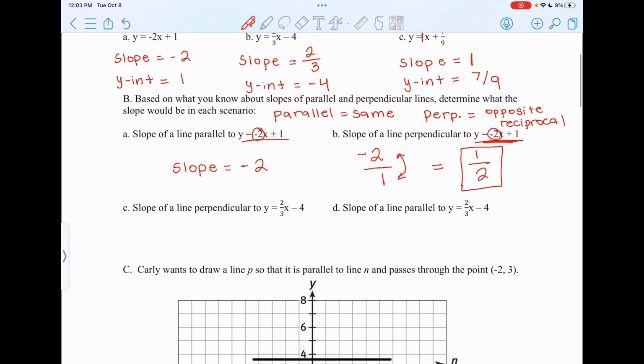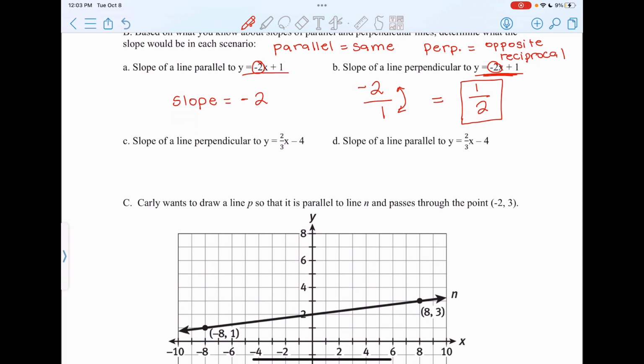Let's try this again. In C, slope of a line perpendicular to this one. So the slope of this line is 2/3. And if I want the perpendicular slope, I need to find the opposite reciprocal. So I need to flip it and change the sign. So flipping 2/3, I will get 3 over 2. And since it was positive, it is now going to be negative. And so negative 3 over 2 would be the slope of my perpendicular line.